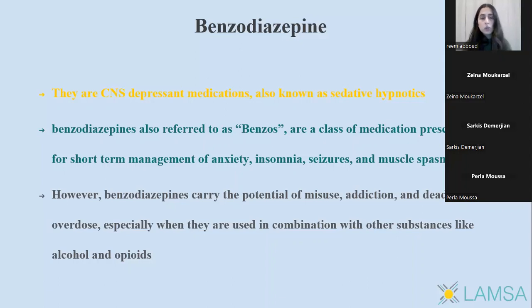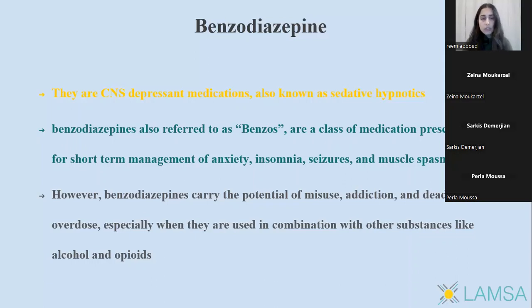Benzodiazepines are also known as the benzos. These are central nervous system, or CNS, medications that depress the CNS. So they're known as the sedative hypnotics. They are basically prescribed for the management of short-term anxiety, insomnia, seizures, and muscle spasms. But benzodiazepines, of course, carry with them the potential of misuse, addiction, and deadly overdose.